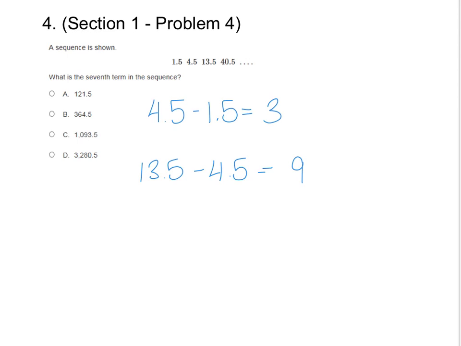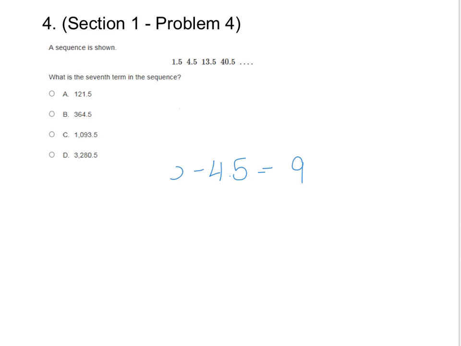So I can see I do not have a common difference because I would add 3 to the 1st term to get the 2nd term, and then to go from the 2nd to the 3rd, I would add 9. So since those are not common differences, I know that this is not an arithmetic sequence. So I'm going to erase this, and then I'm going to see if it is geometric.